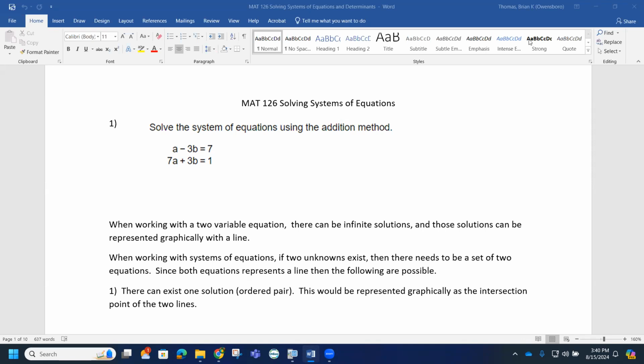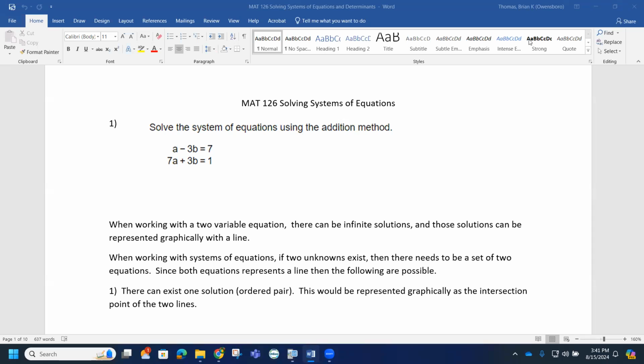So as we move forward, we're going to get into solving systems of equations. Looking at these two equations, these are actually linear equations. They're two variable equations, degree one. If I was solving this system of equations, one way I could do it would be to graph it, and the intersection would be the solution. It would be unique.